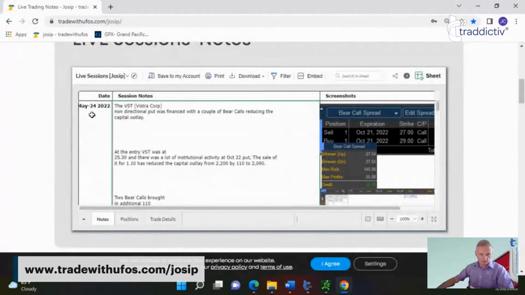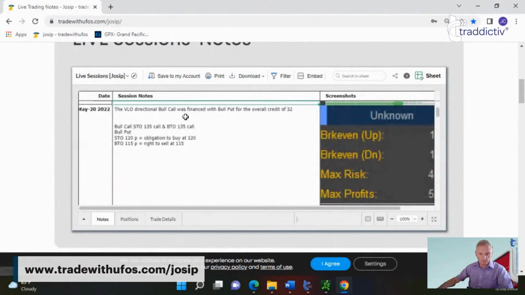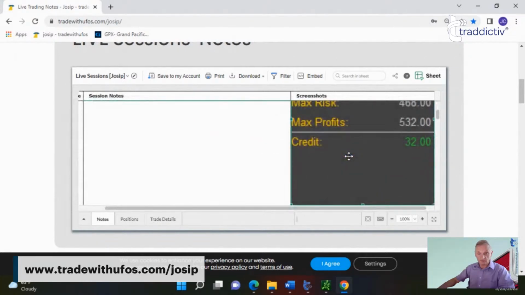So when it loads up, we had a session on May 24th where we traded the VST, and on May 22nd we traded Valero. With Valero, we had a directional bull call spread, which was financed with the bull put spread. The bull call spread was costly, but we did the bull put financing, so we were able to get more money for it. Over here we have an explanation of how we are able to get the $32 credit.